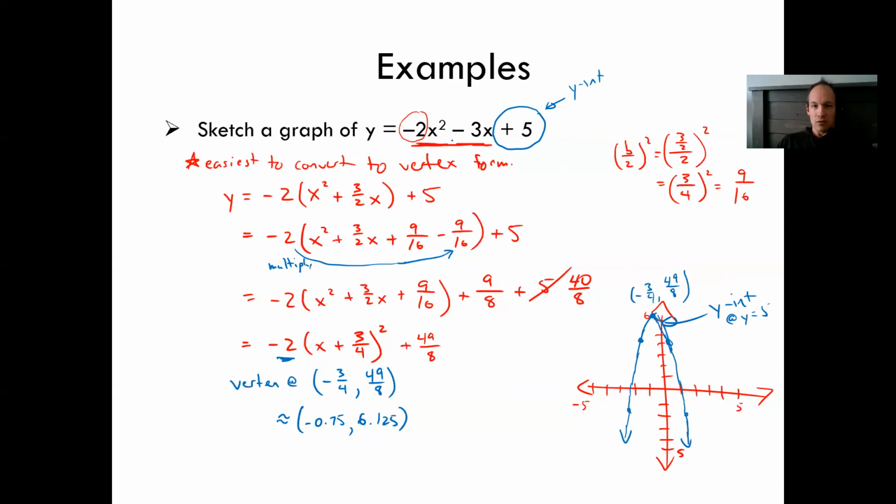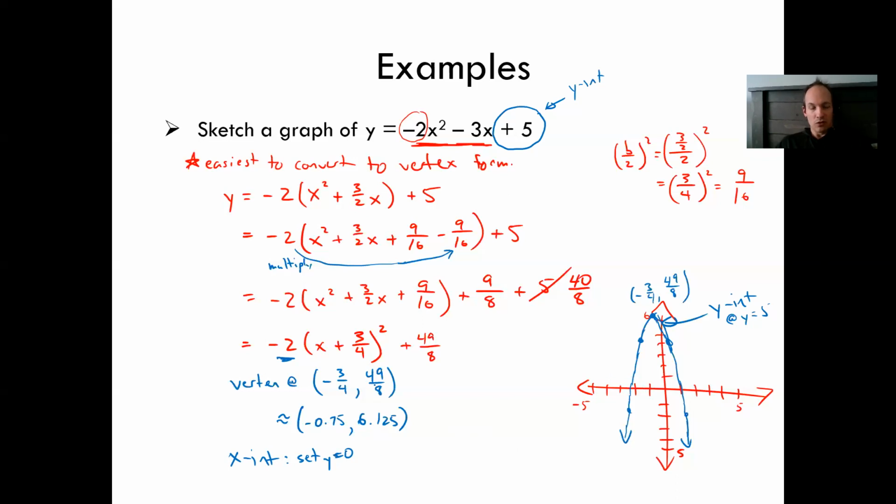So you can read off the y-intercept from the general form. That is the one strength of the general form. And what are the x-intercepts? Well, the x-intercepts, we can see they kind of look around like 1 and negative 2 and a bit. The way we could solve that is we could set y equals 0, and I'll just do that just because I think it's worth showing.